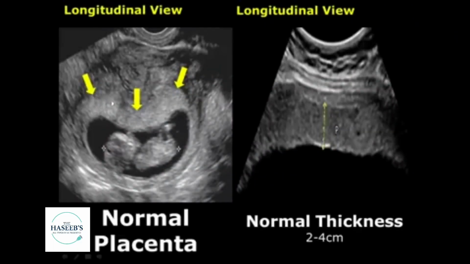The placenta is an organ that supplies blood to the fetus. It starts forming around 11 weeks of gestational age, and it is well visualized by the end of first trimester, that is 13 weeks, appearing as an echogenic structure. The normal thickness is between 2 to 4 centimeters.